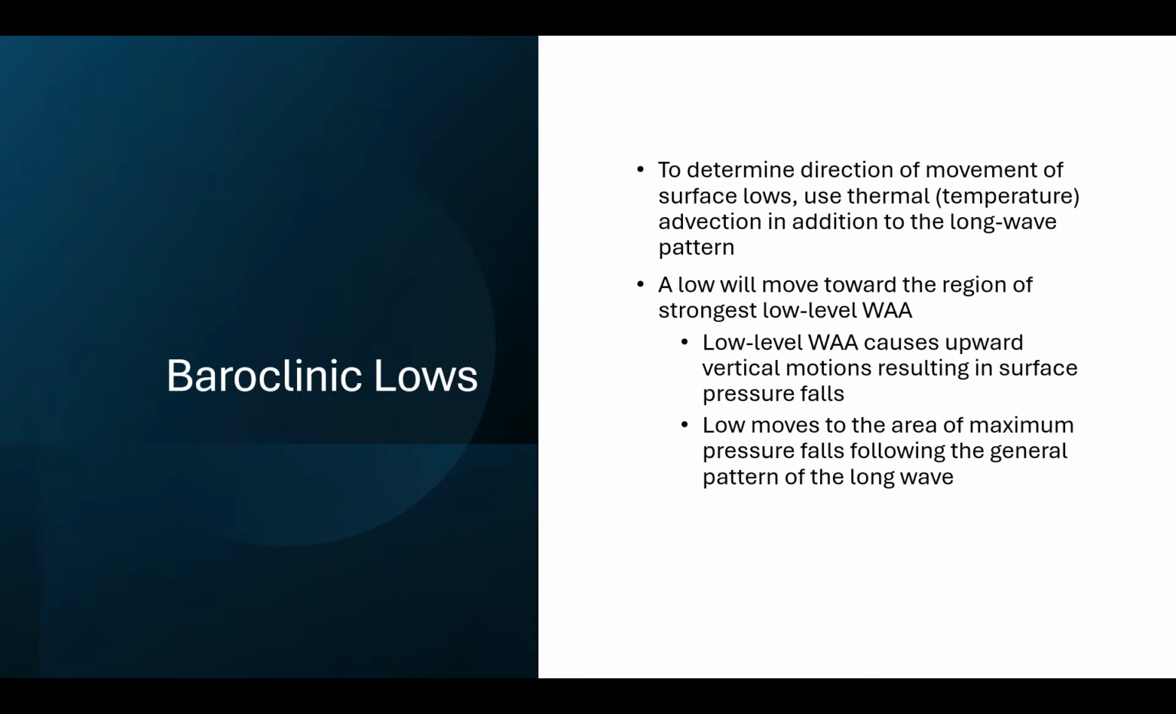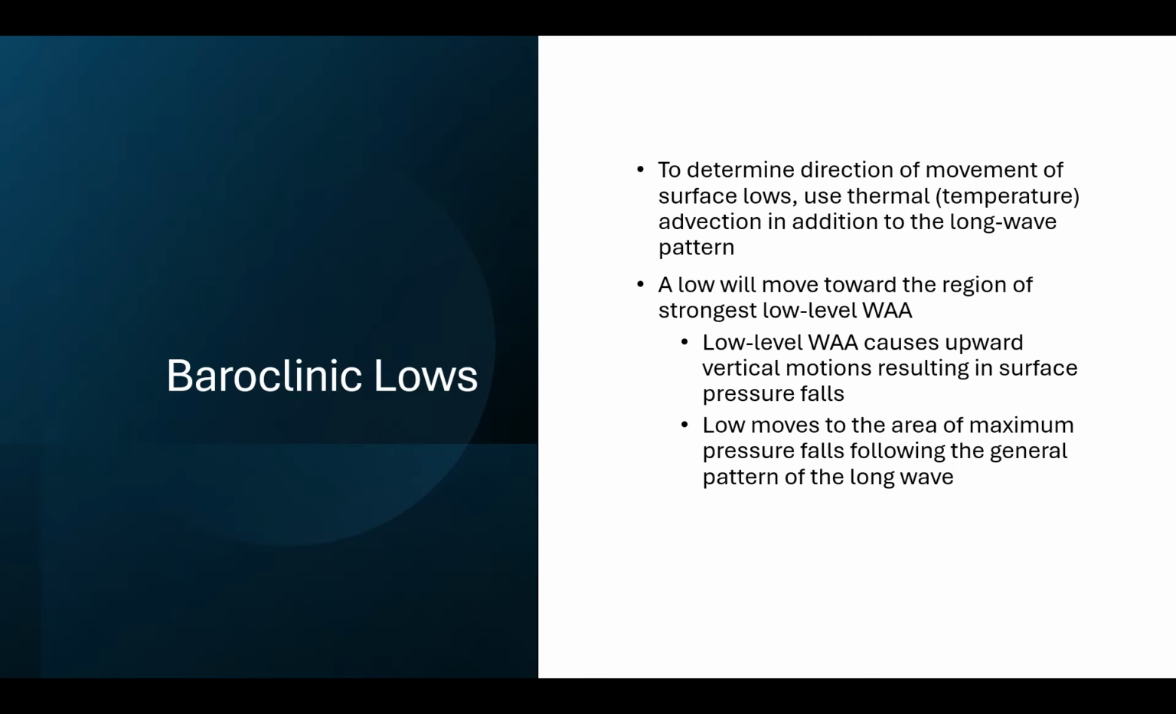Think about it. When we have warmer air moving in with warm air advection, we're decreasing the density of the air column, so the air is going to want to rise much stronger in the vertical, and that's going to help aid in surface pressure falls. It's going to make your baroclinic low much stronger. The low will move to the area of maximum pressure falls following the general pattern of the long wave.